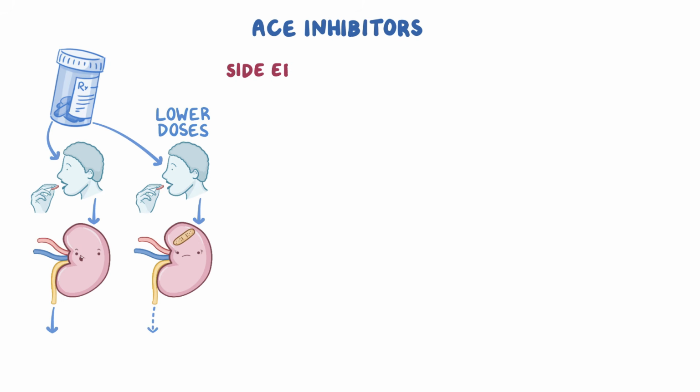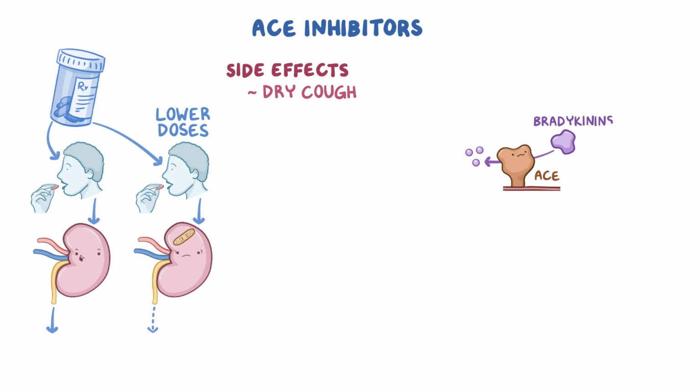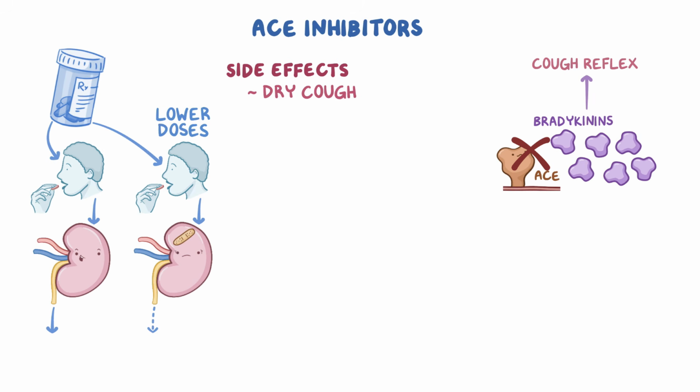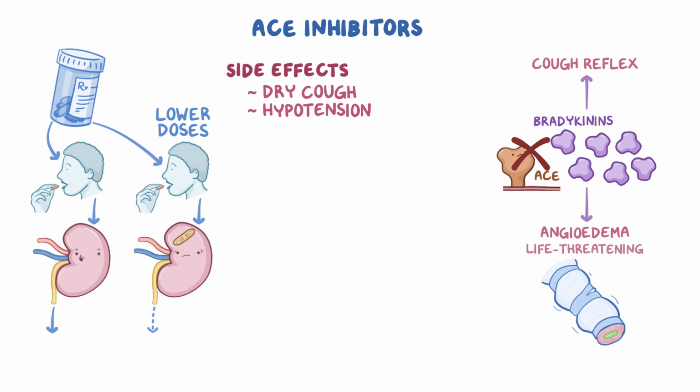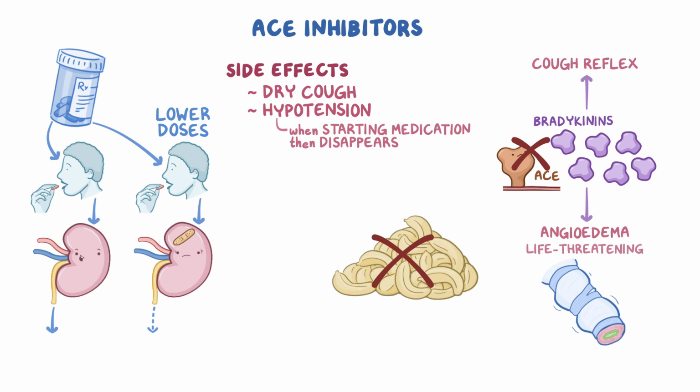Now, the most common side effect of ACE inhibitors is a dry cough. Normally, ACE also breaks down bradykinin, so when the person takes ACE inhibitors, bradykinins accumulate and they're thought to induce the cough reflex. Another more rare consequence of bradykinin accumulation is angioedema, a painful swelling in the airways that's life-threatening. Other side effects include hypotension, but it only happens when the person starts taking the medication, then eventually disappears. Finally, people using ACE inhibitors should avoid a high potassium diet because there's decreased aldosterone production, which means there is less potassium excretion in the urine, and this could lead to hyperkalemia.